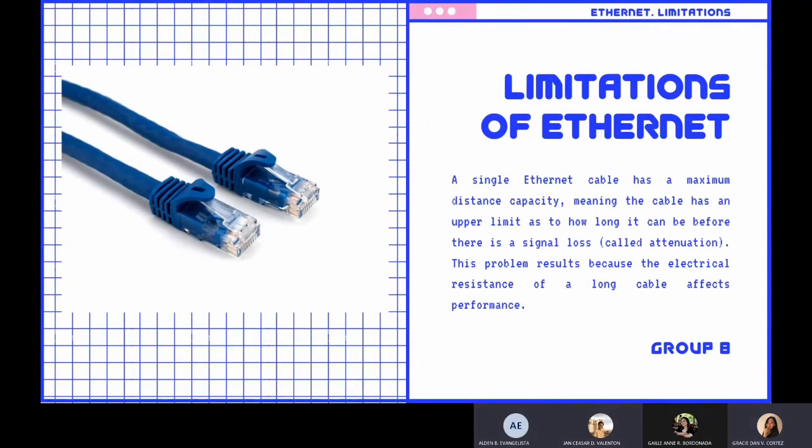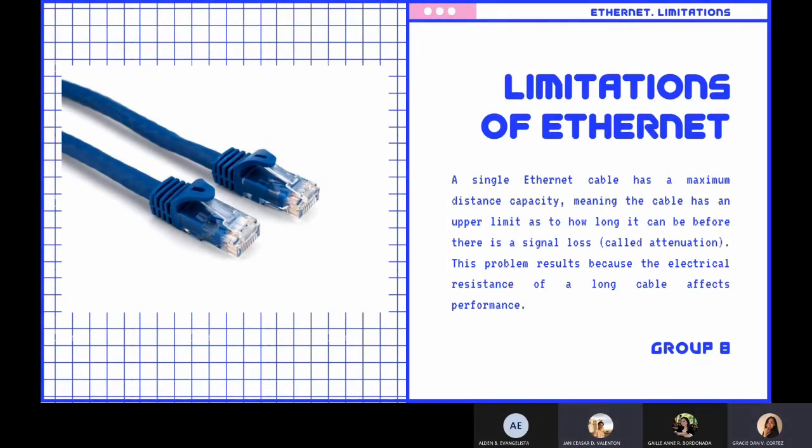Hello, I am John Valenton and I will be discussing the limitations of Ethernet. Here, a single Ethernet cable has a maximum distance capacity, meaning the cable has an upper limit as to how long it can be before there is a signal loss. This is called attenuation. This problem results because the electrical resistance of a long cable affects the performance.